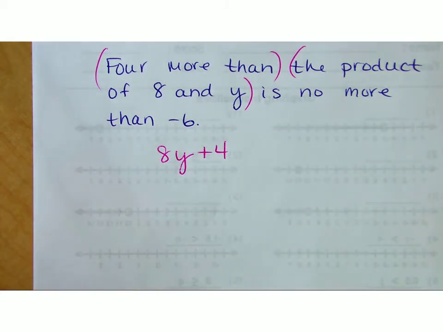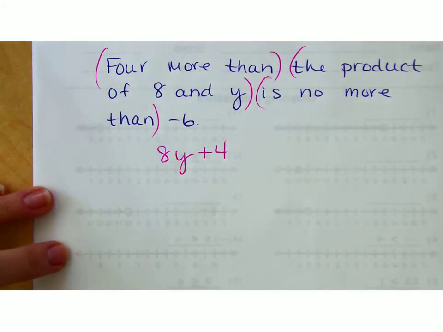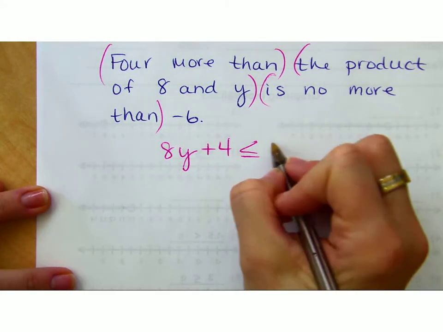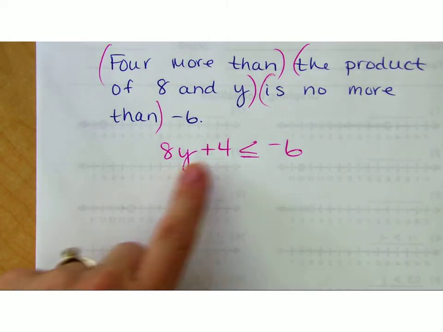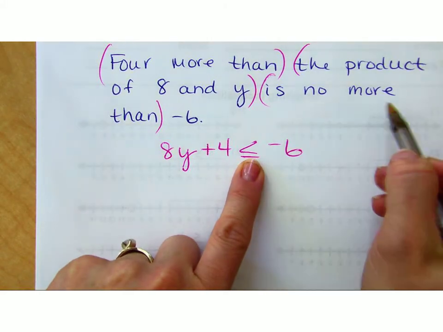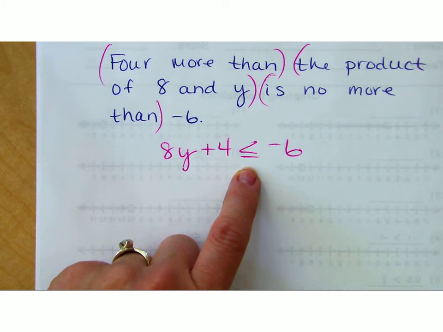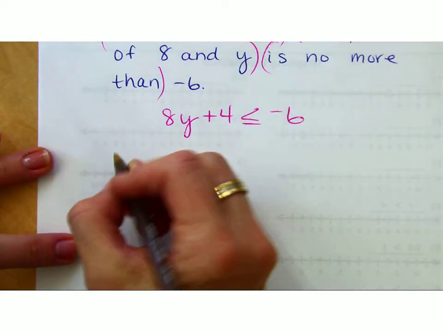You with me? Then I look at is no more than. If it can't be more than, it can be -6. It can't be more than it, which means it needs to be less than or equal to it. And there you have it. Okay? Does this look familiar? We've done these problems before, except instead of saying is no more than, it said is -6. And that's when we were working with equations. But now we are working with inequalities. So let's try a variable on both sides.